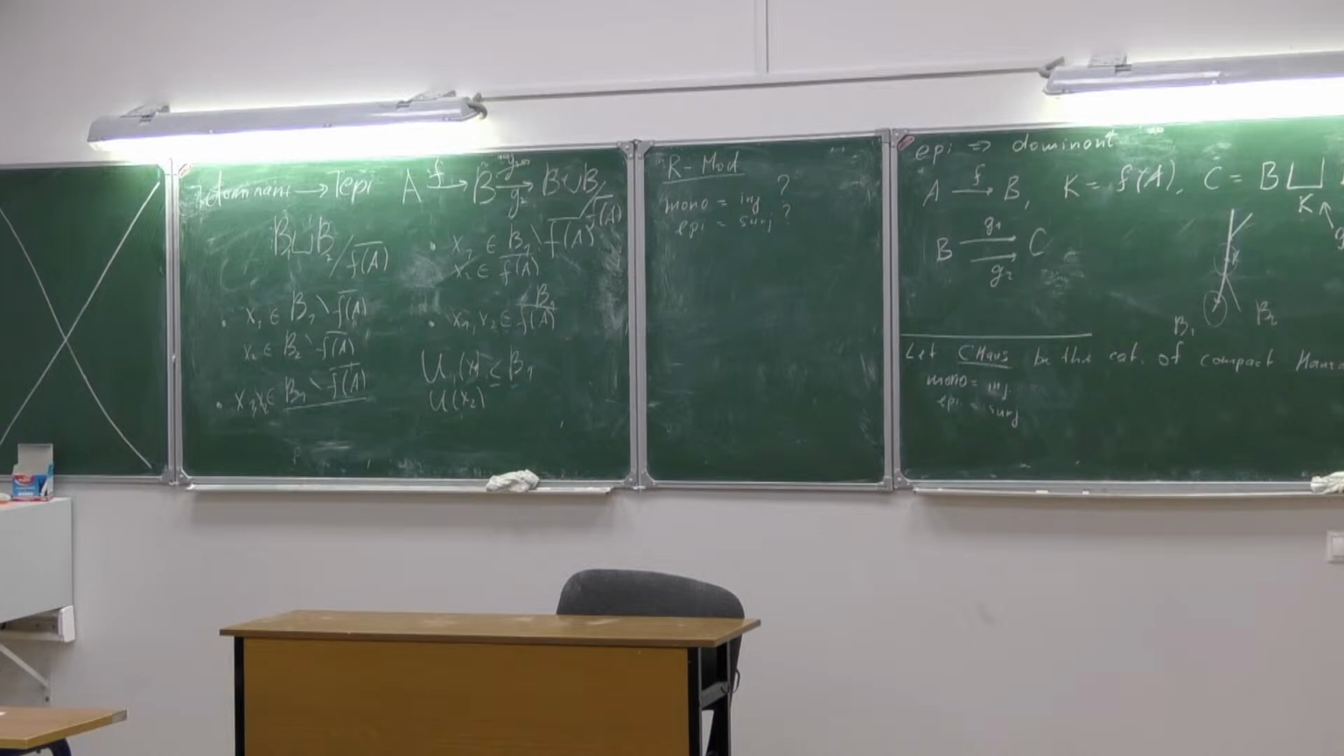Sorry, what's commutative? R is commutative. Arrow? What arrow? Like, the ring is commutative. No, in general, no. Not necessarily.